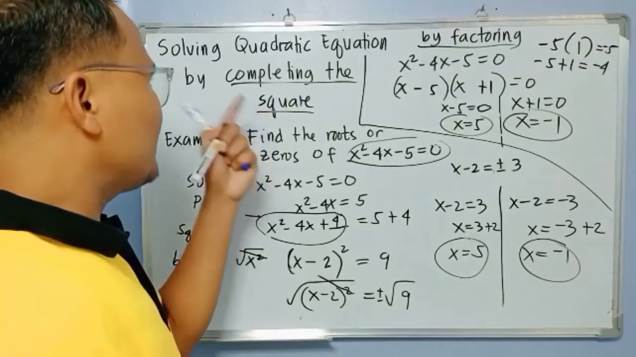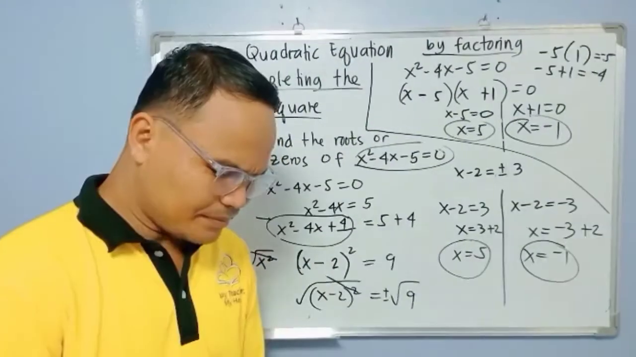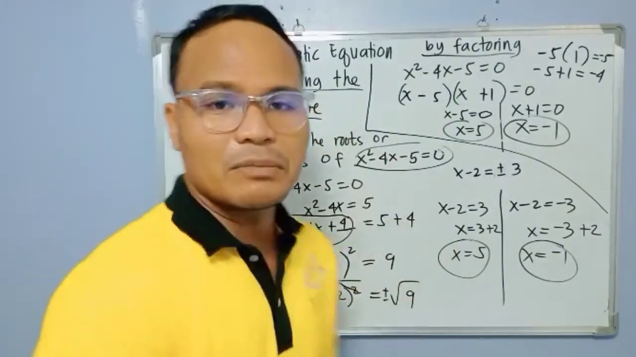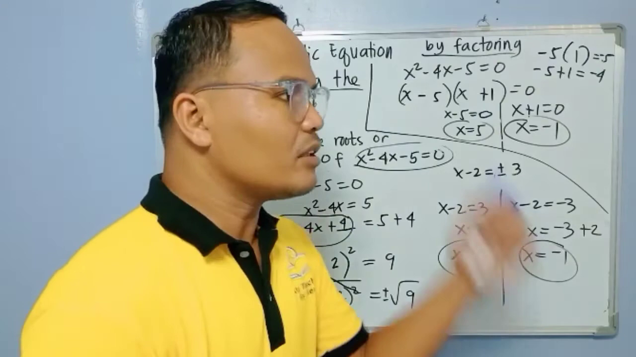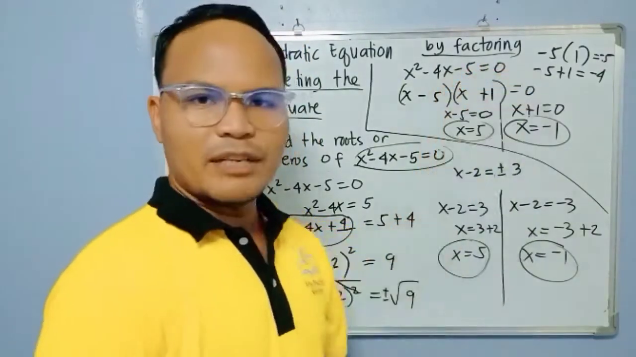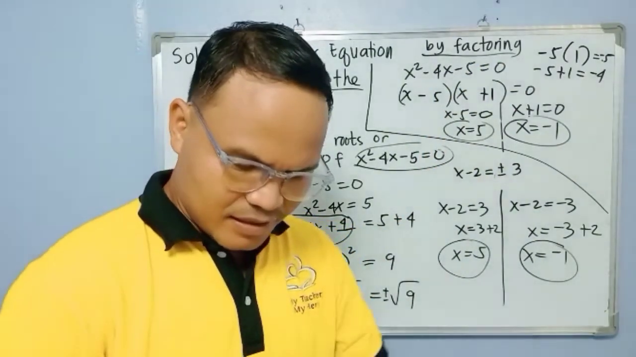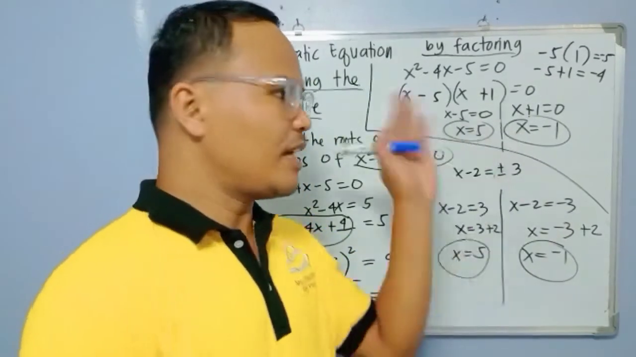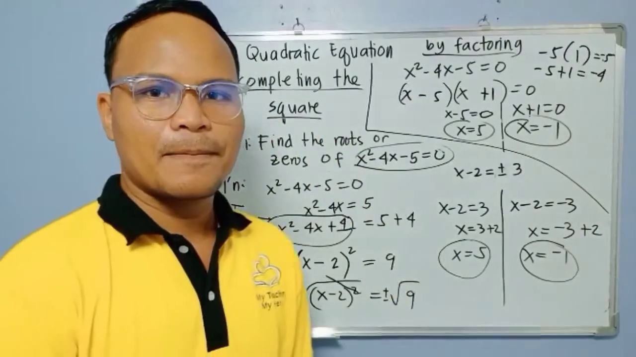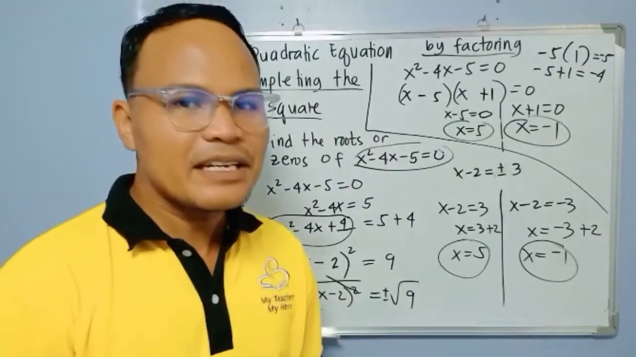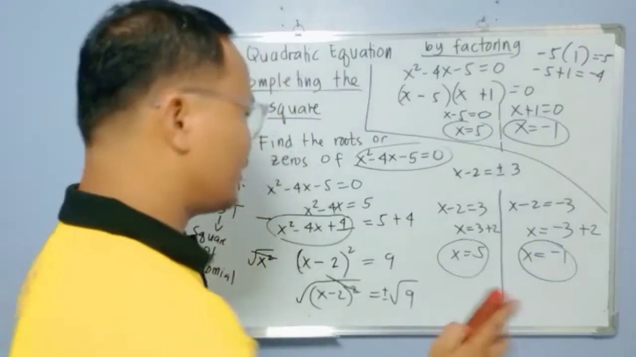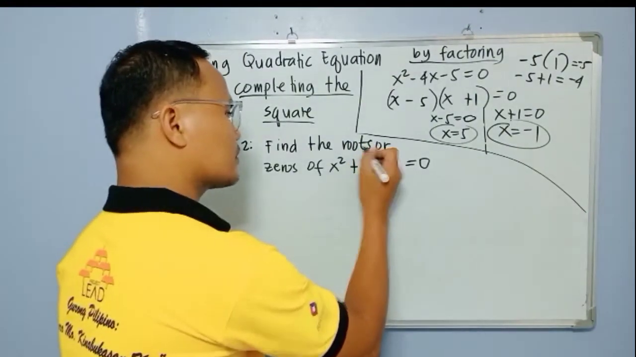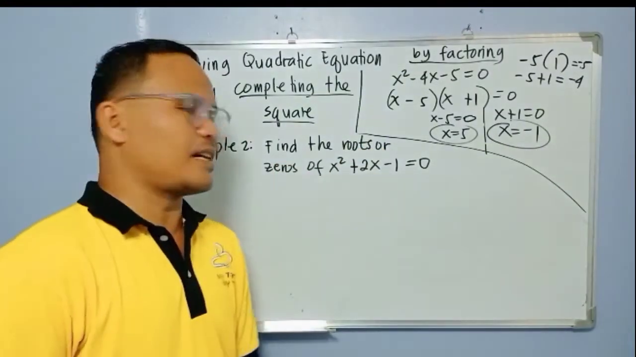Now, the importance of completing the square: all quadratic equations can be solved by using completing the square. But not all quadratic equations can be solved by factoring. It's because some quadratic equations cannot be factored. So that is why mathematicians introduced the idea of completing the square. Like, for example, example number 2. Find the roots or zeros of x squared plus 2x minus 1 equals 0.